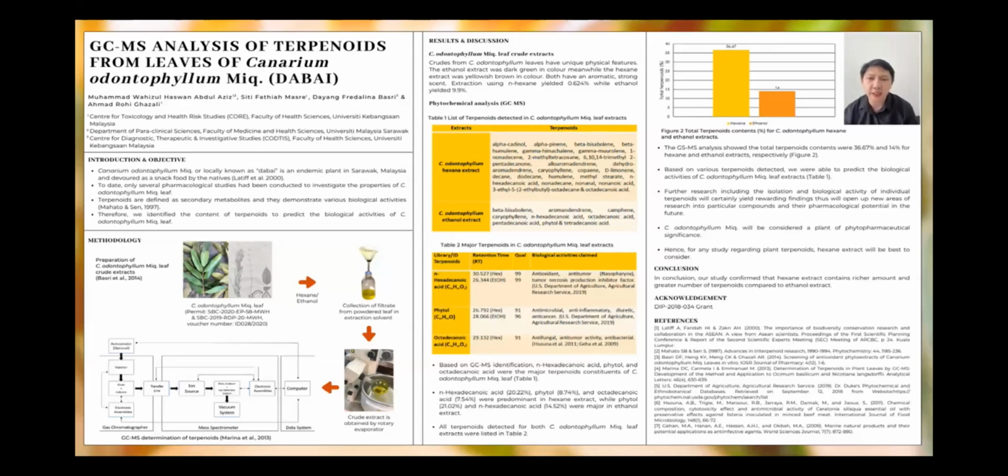N-hexadecanoic acid, phytol, and octadecanoic acid were predominant in the hexane extract, while only phytol and N-hexadecanoic acid were major in the ethanol extract. We were able to predict the biological activities of dabai leaf extracts based on the various terpenoids detected. Further research, including the isolation and biological activity of individual terpenoids, will certainly yield rewarding findings, thus opening up new areas of research into particular compounds and their pharmacological potential in the future. In conclusion, our study confirmed that the hexane extract contains a richer amount and greater number of terpenoids compared to the ethanol extract. Thank you.